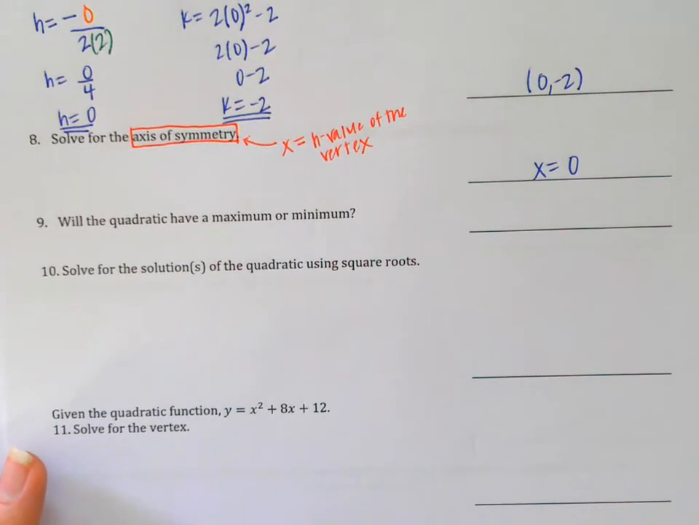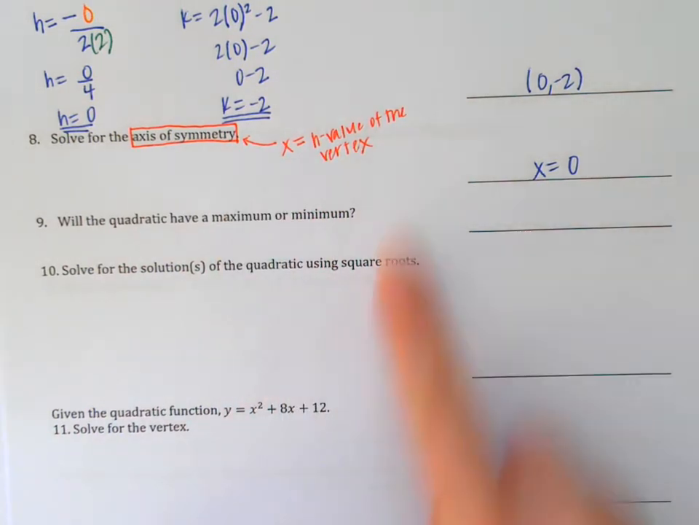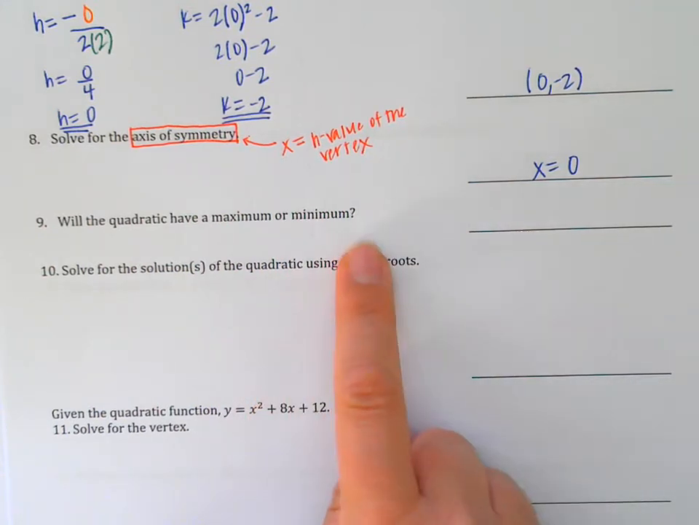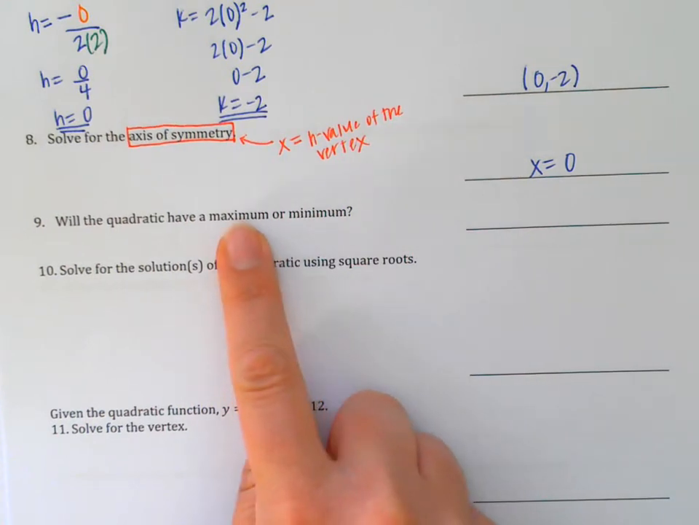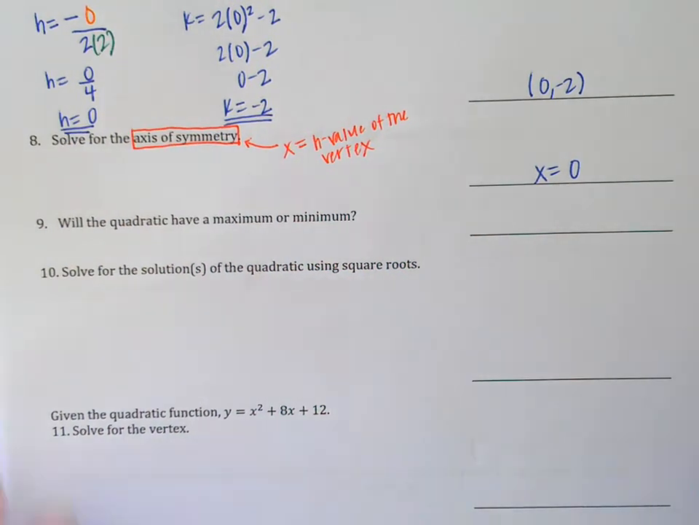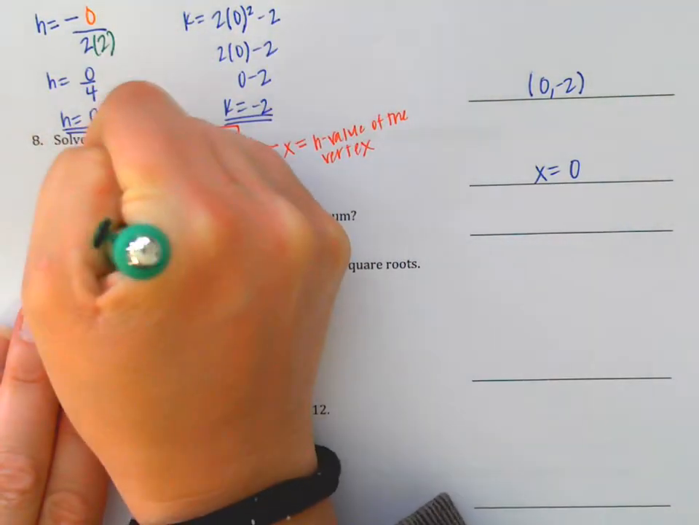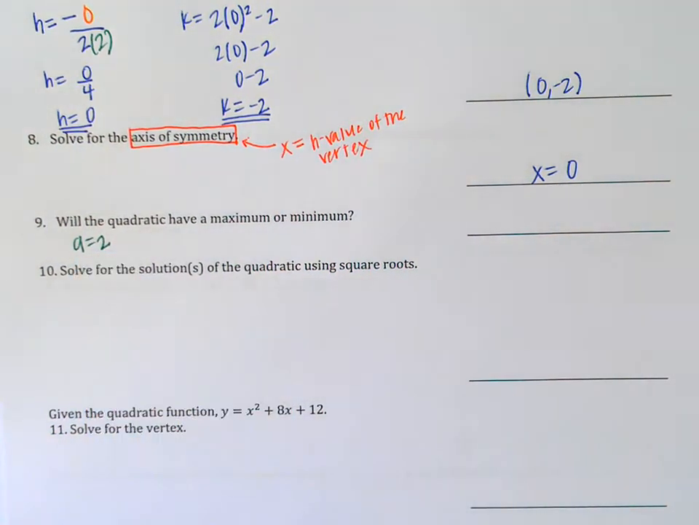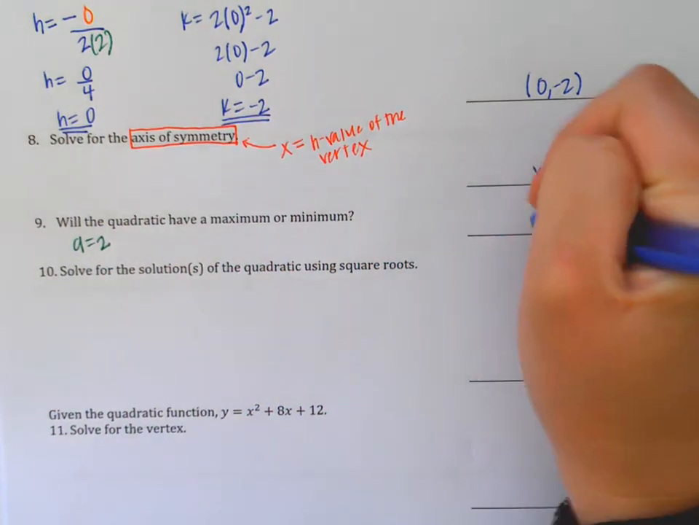Okay, so will the quadratic have a maximum or minimum? And that's basically asking what direction is the parabola opening. If it's opening upwards, so if the parabola is opening upwards like this, the vertex is going to be the lowest point, so it's going to be a minimum. If it's opening downwards, the vertex is going to be the highest point, so it's a maximum. So to determine what direction it's opening, look at our A value. If A is equal to 2 here, then that tells me that the parabola is going to be opening upwards, and that tells me that I'm going to have a minimum.